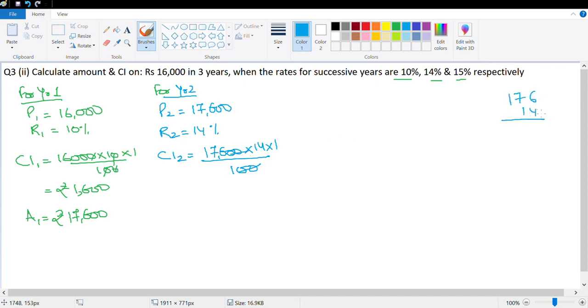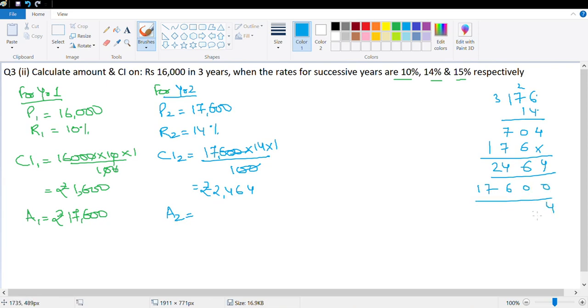That's again some calculation. 4 into 6, 24. 28 plus 2, 30. That's 4 plus 3, 7. And this is 6, 7, 1. 4, 6, 4, 2. So that's 2,464, which means the amount at the end of 2 years would be 17,600 plus 2,464. That's 9 and 10. That's 20,064. Next, for year 3.